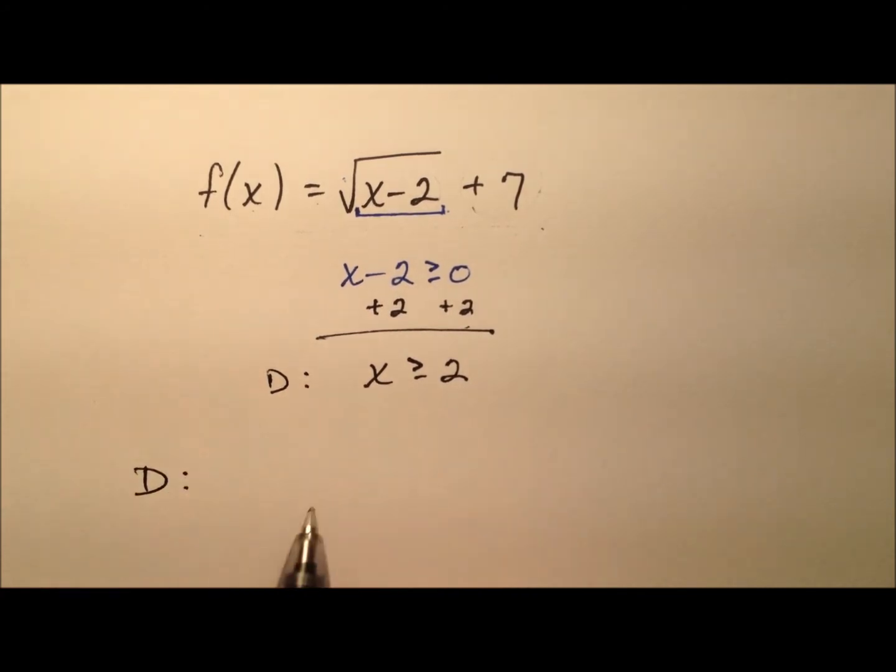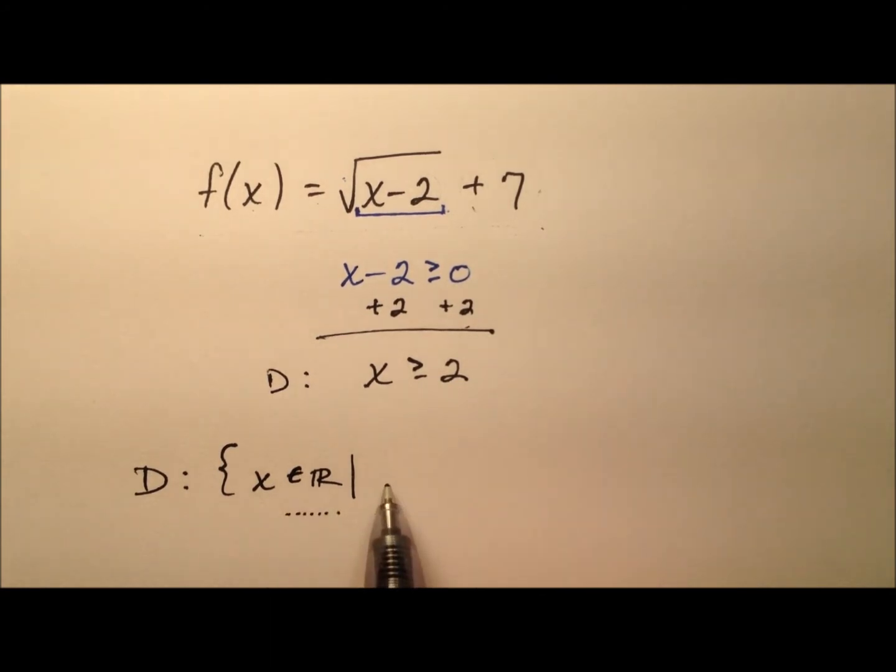So we'll say the domain is, and we have the set, and you can say all x's, and you can put this real number here also if you like. This is kind of optional right there. So x is an element of the real numbers such that x is greater than or equal to 2. All right, so there's one way.